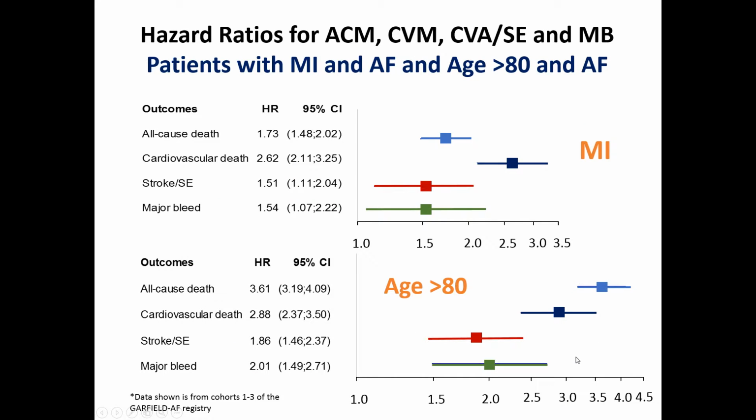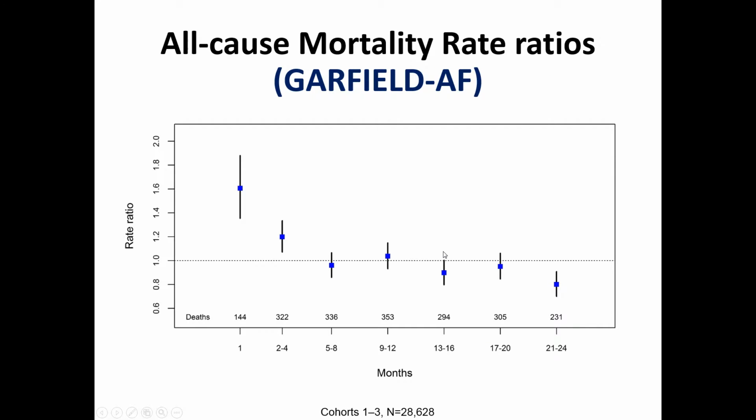If we look at these data by inspecting the hazard ratios, I've just chosen two groups, a group with myocardial infarction in their history and a group of patients who are 80 years of age or more. We can see now, looking at all-cause mortality and cardiovascular death, stroke and major bleeding, that mortality changes. Of course, in the elderly patients, there's a larger risk of all-cause death compared with cardiovascular death, and the reverse is true in patients who are recruited with myocardial infarction. Chronic kidney disease is more or less in the middle of this group.